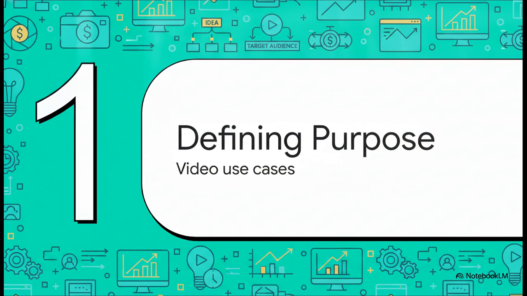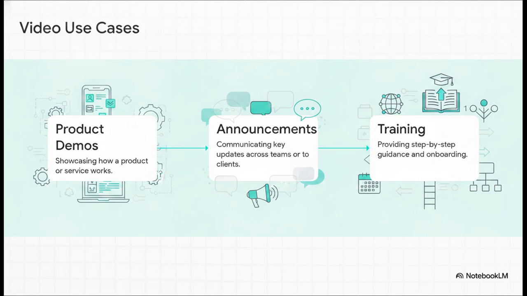Section 1. Defining your video's purpose. Before you even think about typing a prompt or generating a single image, you really have to anchor your project in practical business reality. Depending on your business goal, you want to focus your video on one of 3 core deliverable types. First up is the product demo. This one is all about showcasing exactly how a feature, product, or service works to solve a specific problem for your user.